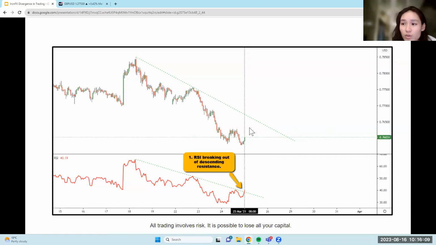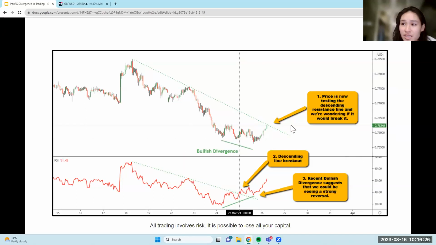So we've highlighted this point here because price is, or rather RSI, is breaking out of this descending trend line or descending resistance. So after this, we're expecting price to shoot up and continue within this ascending trend line. You can see that's exactly what it did here. So price is now testing this trend line and we're wondering if it's going to break out of it. So that's the first point.